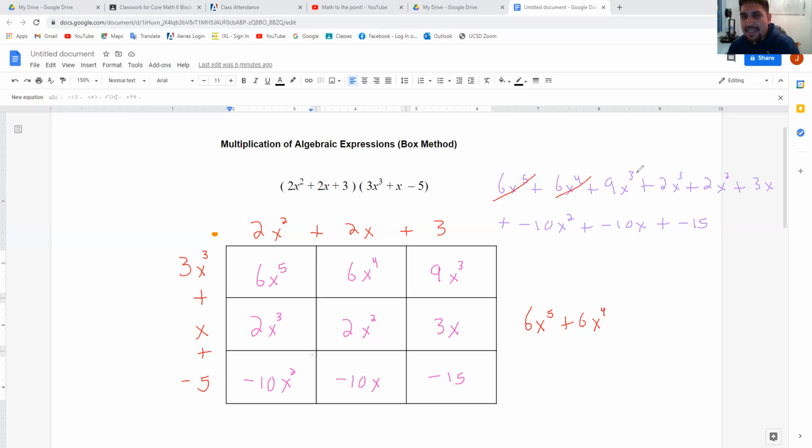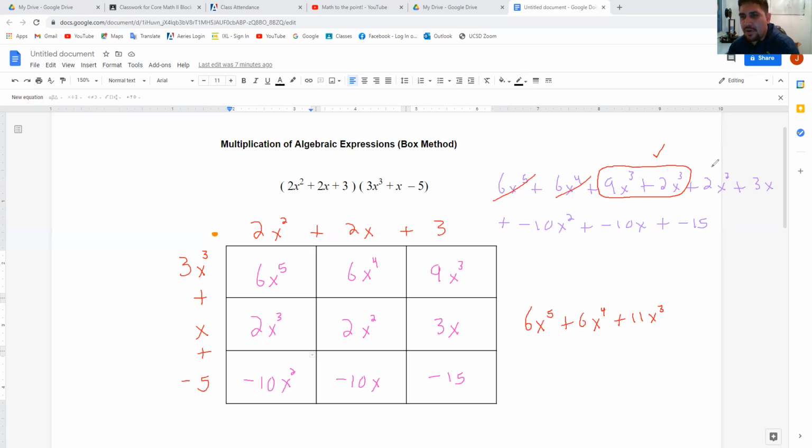But then it gets interesting because if you notice, we have these two terms that have the same variable and the same power, which is 3. So we're going to add them. We're going to add 9x to the power of 3 plus 2x to the power of 3, which is in this case 11. Positive 11x to the power of 3. Okay, this one is done.